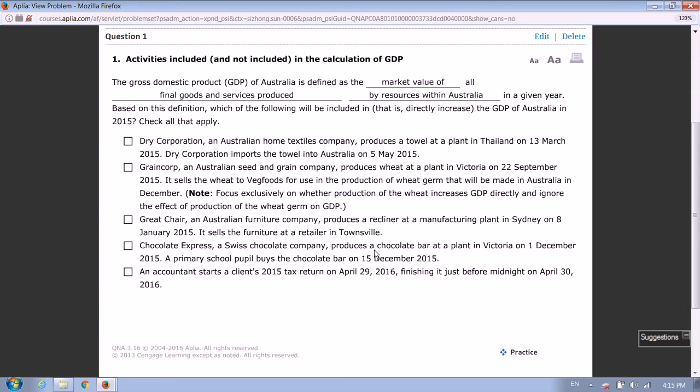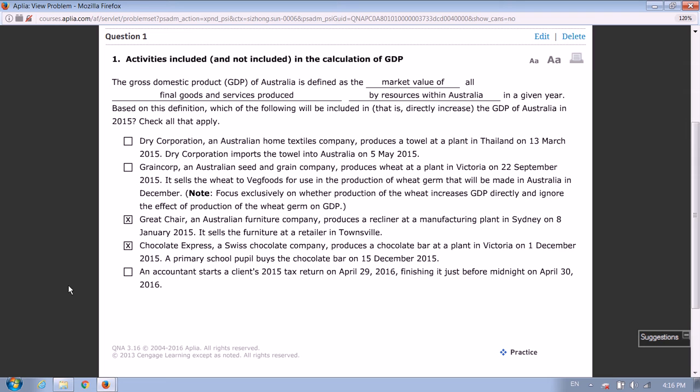Third option, Great Chair, an Australian furniture company, produces a recliner at a manufacturing plant in Sydney on 8th January 2015. It sells the furniture at a retailer in Townsville. So this is part of GDP. Chocolate Express, a Swiss chocolate company, produces a chocolate bar at a plant in Victoria on 1st of December 2015. A primary school pupil buys the chocolate bars on 15 December 2015. So this is part of GDP. This chocolate is made in Australia. They are produced in Australia.